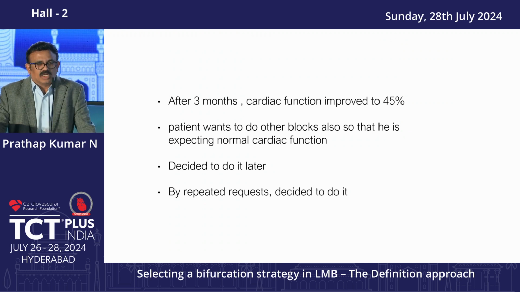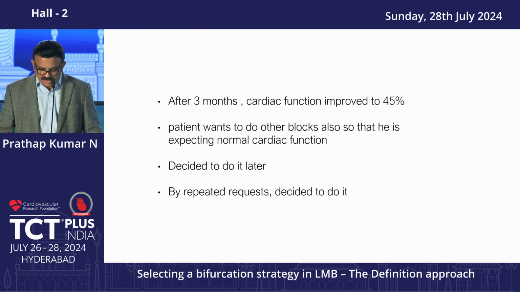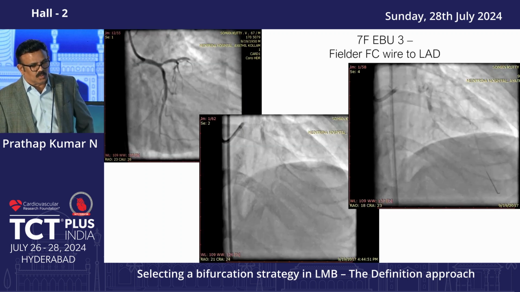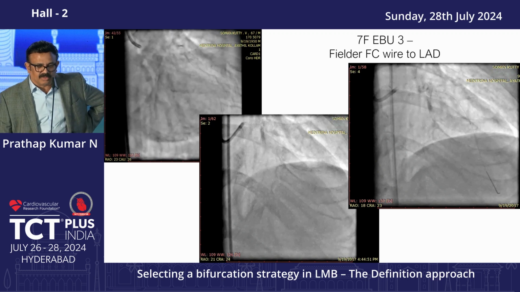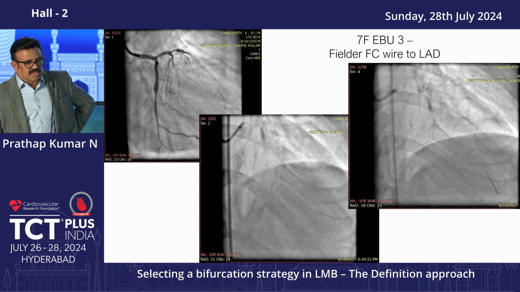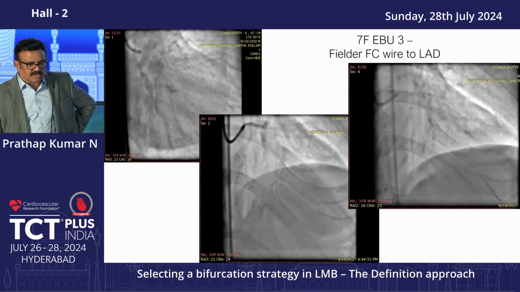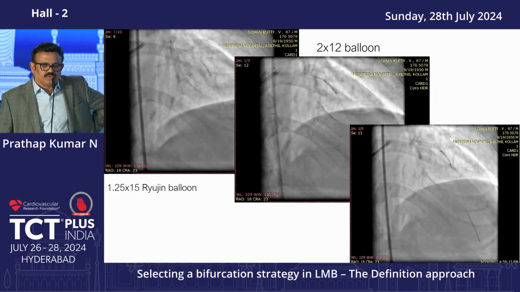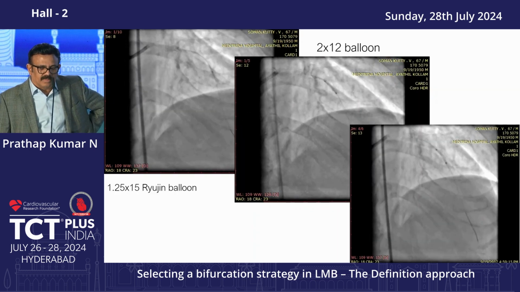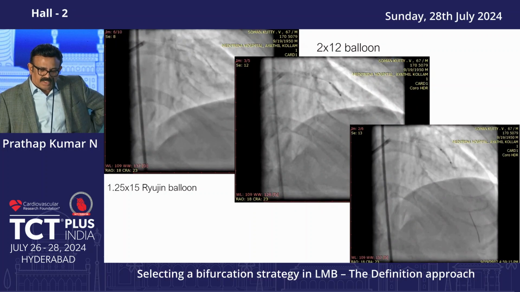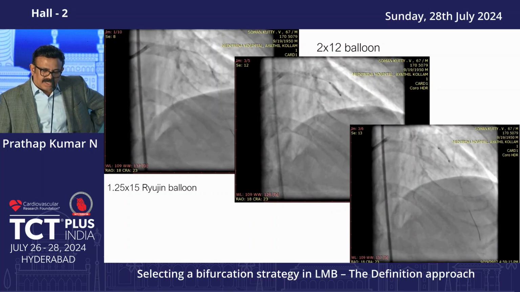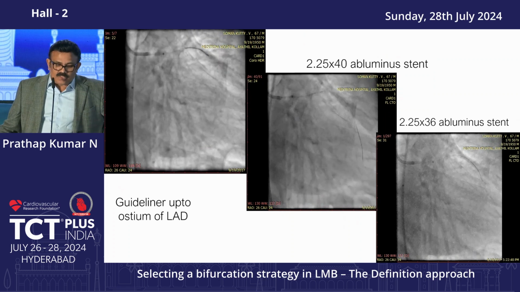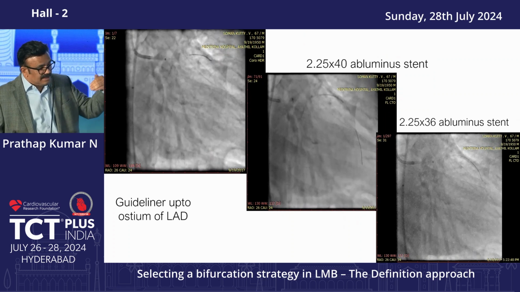Patient wants to do other blocks because he is a politician. I decided I don't want to do it. By repeated requests, I decided to do it. This was the angiogram after 3 months. So this time I took a 7 French catheter. I put a wire into the LAD, did a 1.25 balloon, 2 into 12 balloon. They could have done a cutting balloon. I did not do that. Definitely no stent was going through because there was a stent inside the LMCA.